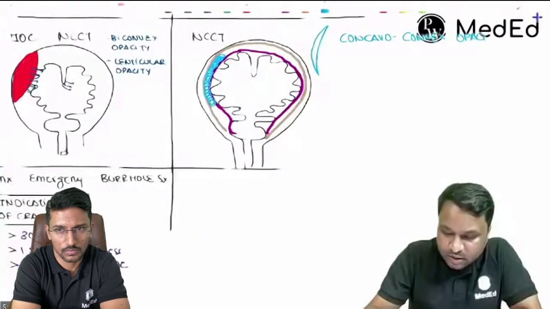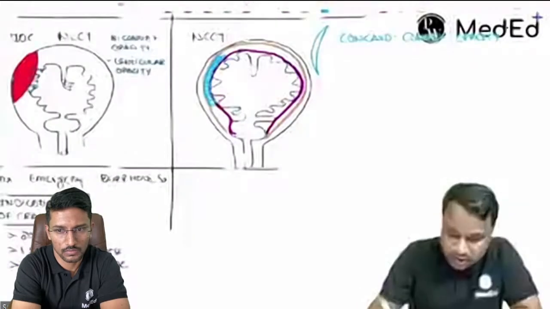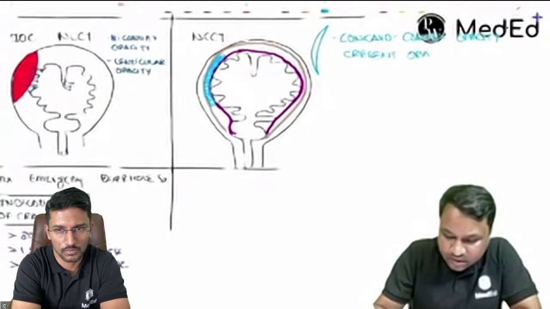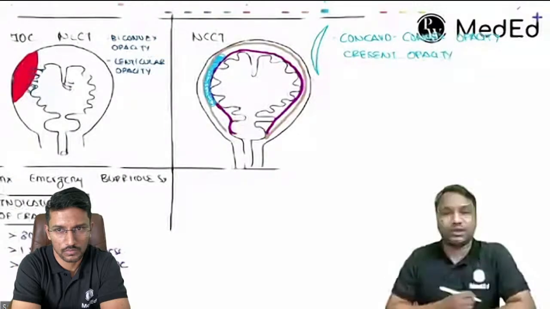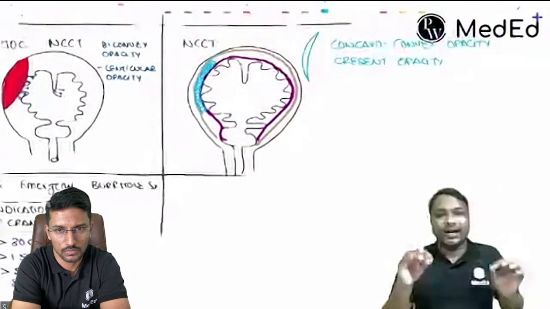It is a concavo-convex opacity, which is also called the crescent opacity, right? So what are the current guidelines for intervention?